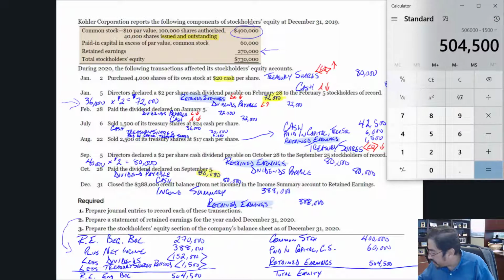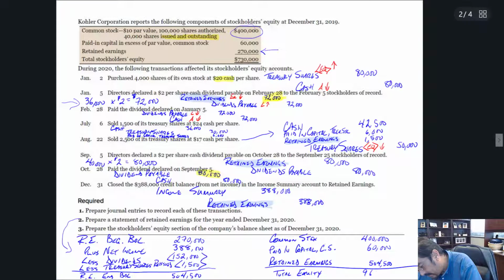So that's it. We've got 400 and 60,000 and 504,500. So 964,500 is our total of equity in this balance sheet. This is just a piece of it. We're missing all of the asset section and all of the liability section, but this is the equity section in the balance sheet.